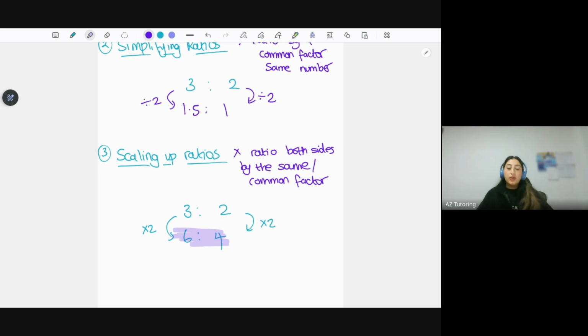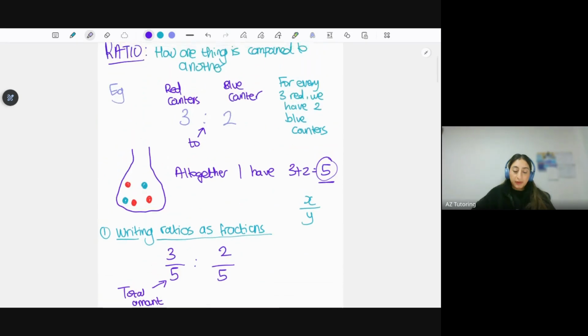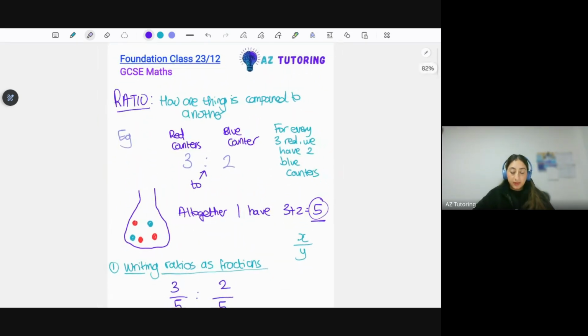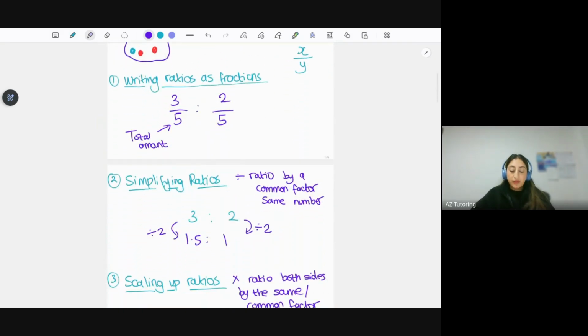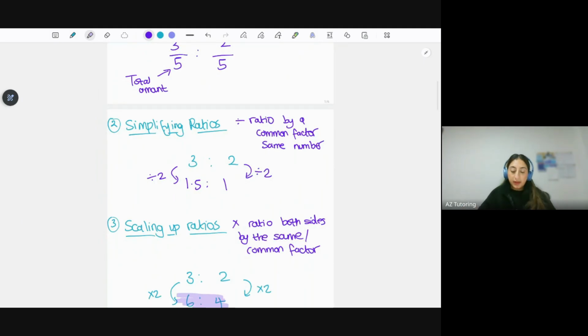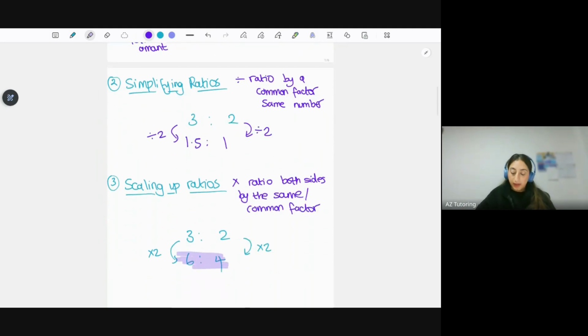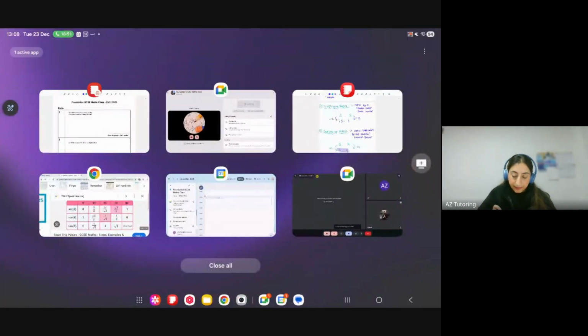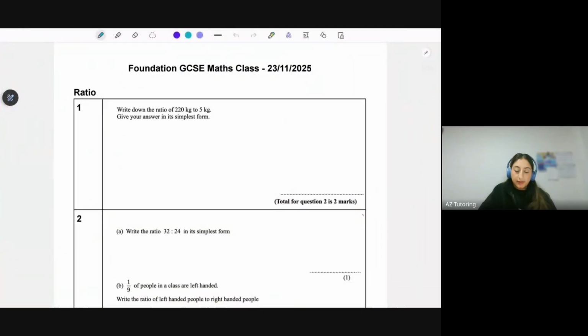So scaling up ratios is used in best buy questions and proportion ingredients questions, which we will be doing exam questions on. So we've covered the basics of ratio, what ratio is in simple terms, how to write ratios as fractions, simplifying and scaling up ratios. So I'm just going to move on to the exam questions before we move on to the next topic. Exam questions just here. So let's start on these.